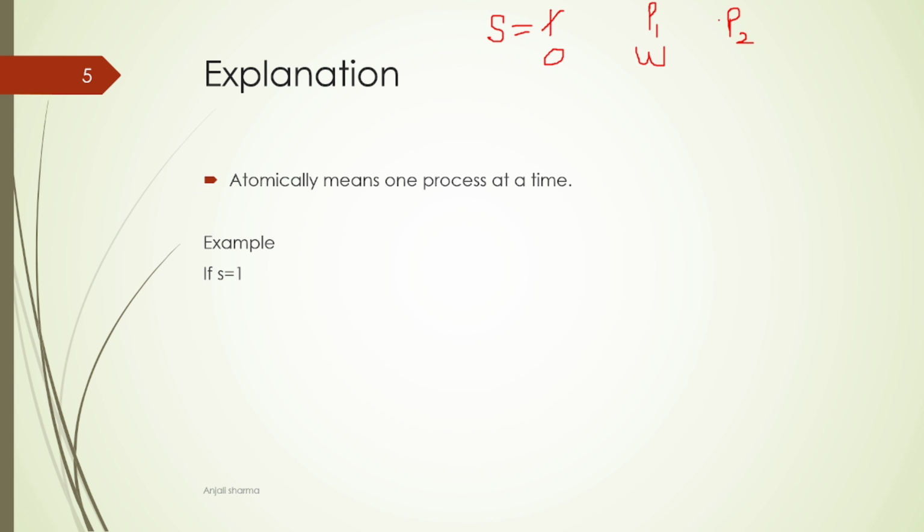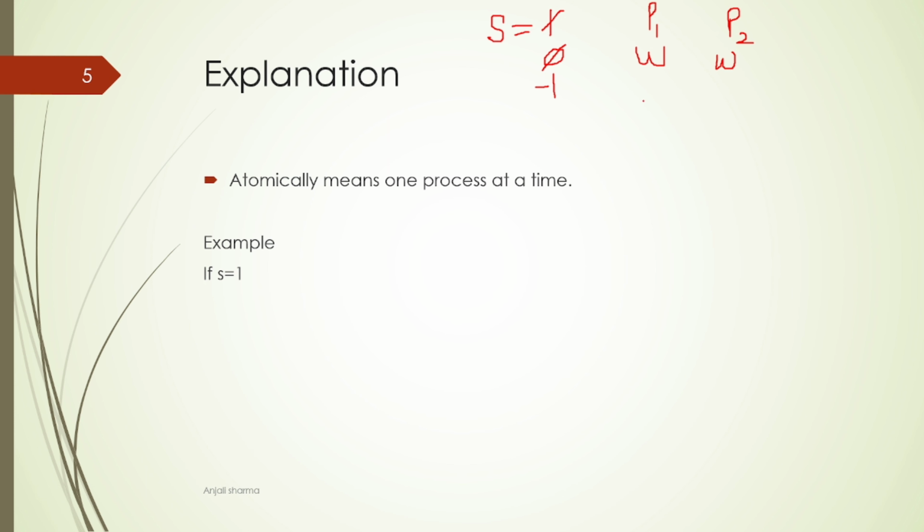But if the wait operation is not atomic, that means at this point of time process number P2 will also execute this wait operation on this value. It will again decrement it and change its value to -1. Decrease by 1. So this becomes the issue.